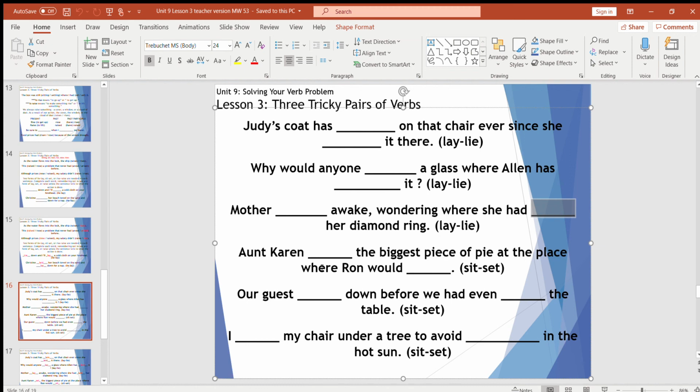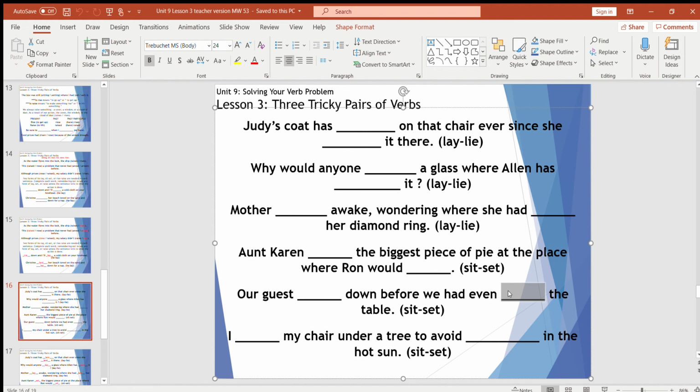Okay, so the next 3 are sit and set. Aunt Karen blanked the biggest piece of pie at the place where Ron would blank. So Aunt Karen rested the piece of pie. So she set, S-E-T, the biggest piece of pie at the place where Ron would plop his butt. So he would sit. Our guests blanked down before we had even blanked the table. So again, they're putting their butts down. So they sat, past tense, down before we had even set the table.